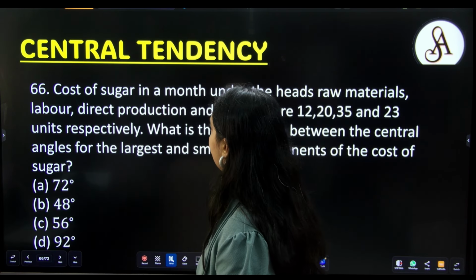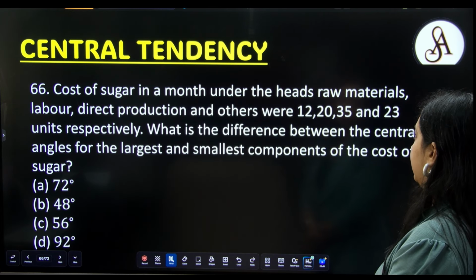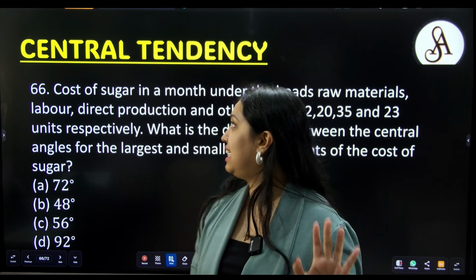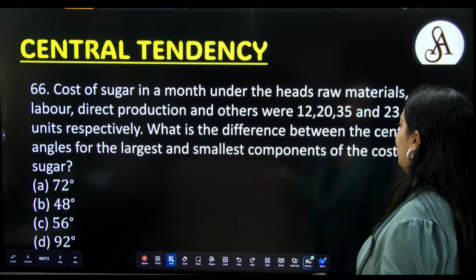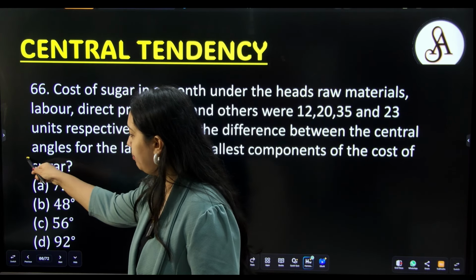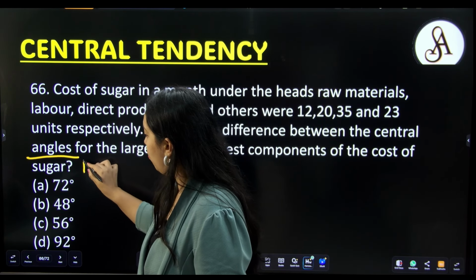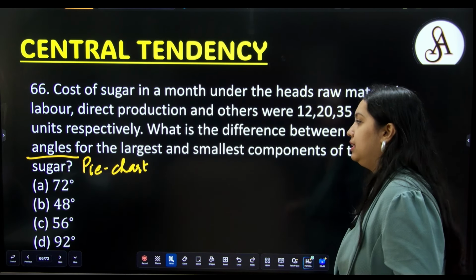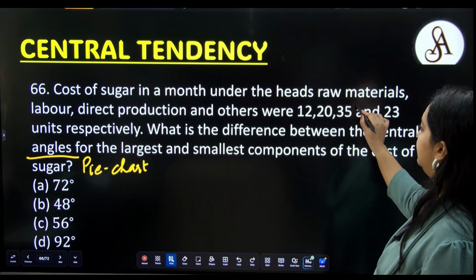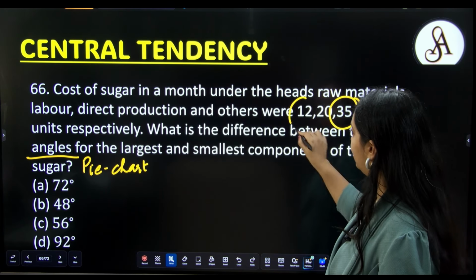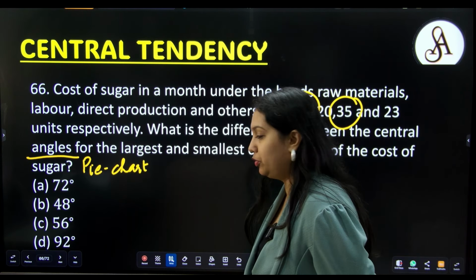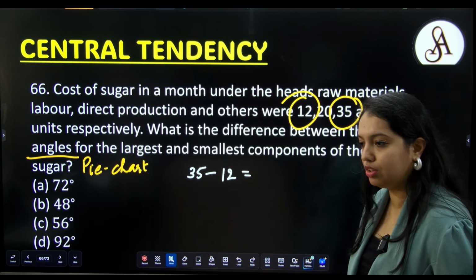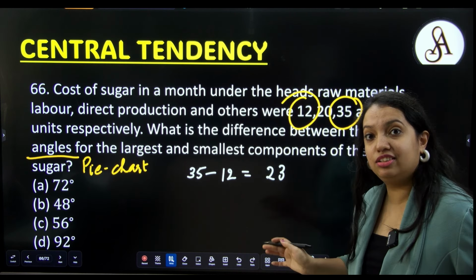Next. Cost of sugar in a month under the heads raw material, labor. Again, this is a question from ICAI material for the statistical description of data chapter. What is the difference between central angle? Remember, angle comes in pie chart. What is total of pie chart? 360 degree. So the difference between central, largest and smallest angle is dash. What is largest? 35. What is smallest? 12. Find the difference between these two. 35 minus 12. You are getting the value as 23, correct? 23 is a numerical value.